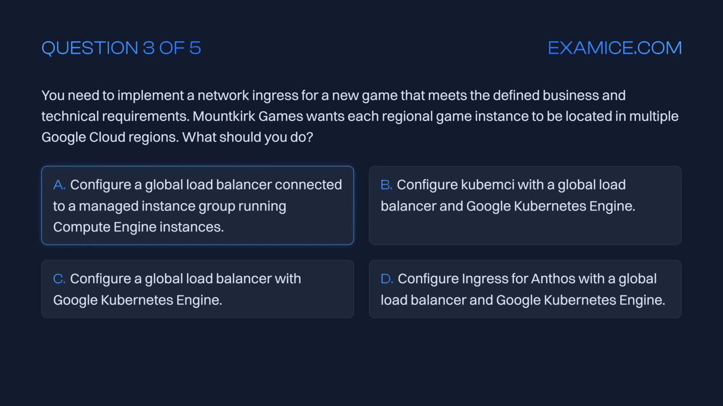Option A. Configure a global load balancer connected to a managed instance group running Compute Engine instances. Option B. Configure kubemci with a global load balancer and Google Kubernetes Engine. Option C. Configure a global load balancer with Google Kubernetes Engine. Option D. Configure ingress for Anthos with a global load balancer and Google Kubernetes Engine.